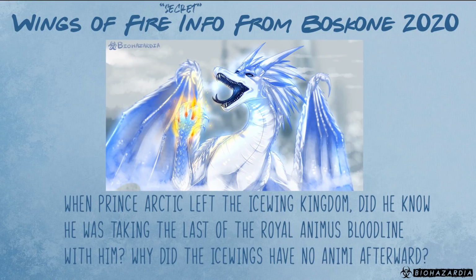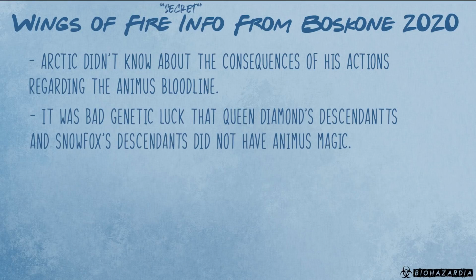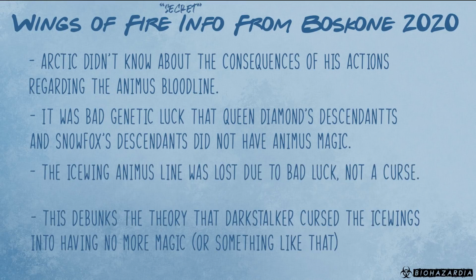When Prince Arctic left the Icewing Kingdom, did he know that he was taking the animus magic bloodline with him? What's the reason that ICEWINGS didn't have any animi afterward? TUI said that Arctic didn't know the consequences of his actions regarding Icewing animi, and that it was merely bad genetic luck that Queen Diamond's descendants and Snowfox didn't have any animus magic. The animus line along the Icewings was lost due to bad luck, not a curse. So this sort of debunks the theory that Darkstalker cursed the Icewings somehow.